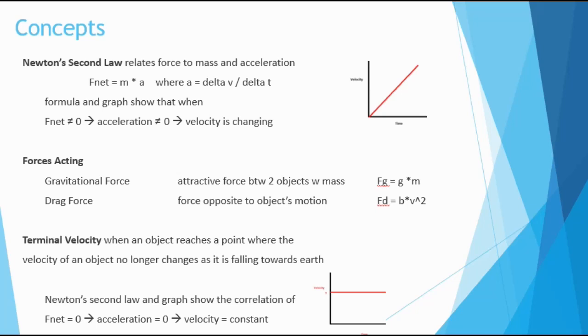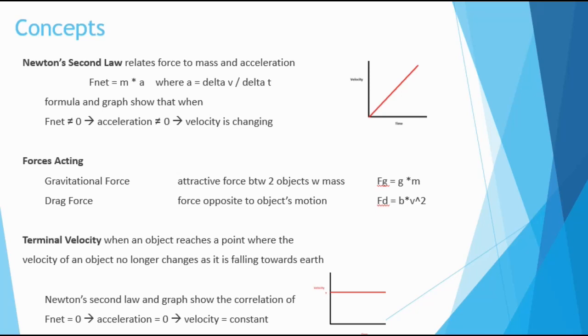This is seen in Newton's second law equation, where the net force acting on an object is equal to the product of mass and acceleration, where acceleration is a relationship between the object's change in velocity over time. Even on a simple velocity time graph, it is seen that changing velocity correlates to a non-zero acceleration, which is the result of a non-zero net force.